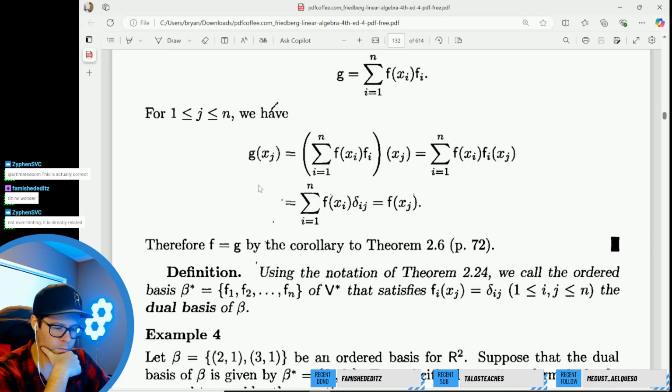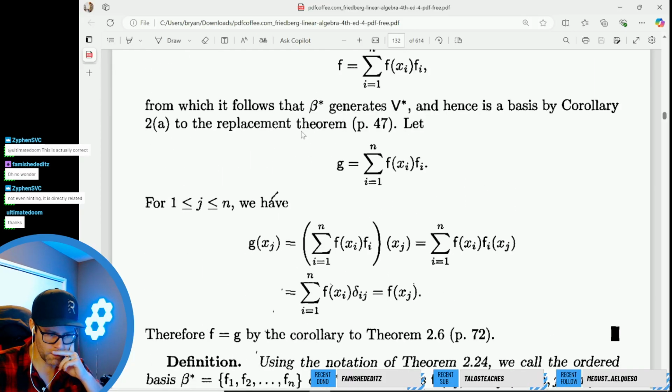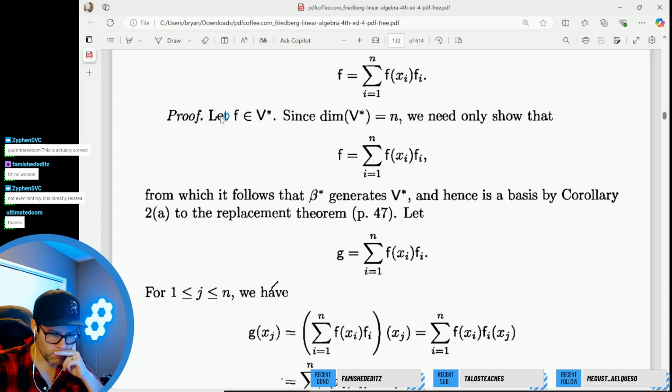That's usually what we're using the Kronecker delta function for here with matrix algebra. But I'm trying to figure out why they care so much about f equaling g. Why do they set up this g? So I understand their argument, but why are they trying to show that f and g are equal to each other? That doesn't make any sense to me.